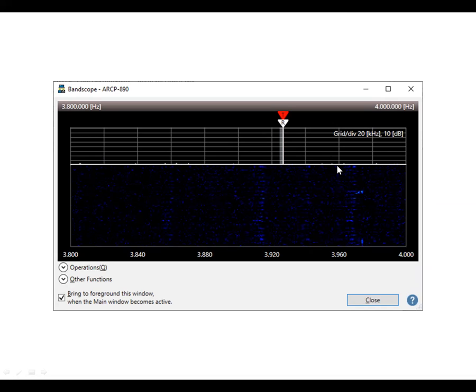And you can see I really don't see any stations transmitting. Don't see much in the waterfall. So this would indicate that 80 meters isn't doing too well at this particular point in time in terms of propagation. So I may want to look elsewhere if I want to try to make a contact.